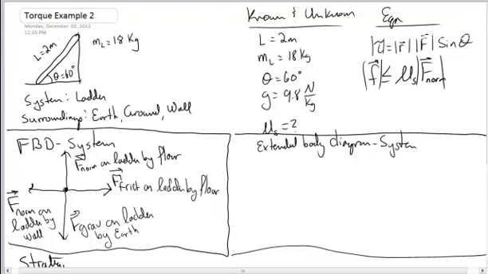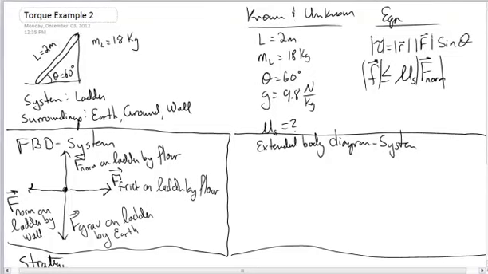For our next example, I want to look at a ladder leaning against a wall and try to figure out what the coefficient of friction between the floor and ladder needs to be in order for the ladder to not slip. So here we have our ladder, 2 meters long. It's got a mass of 18 kilograms, and it's resting at a 60-degree angle with respect to horizontal.